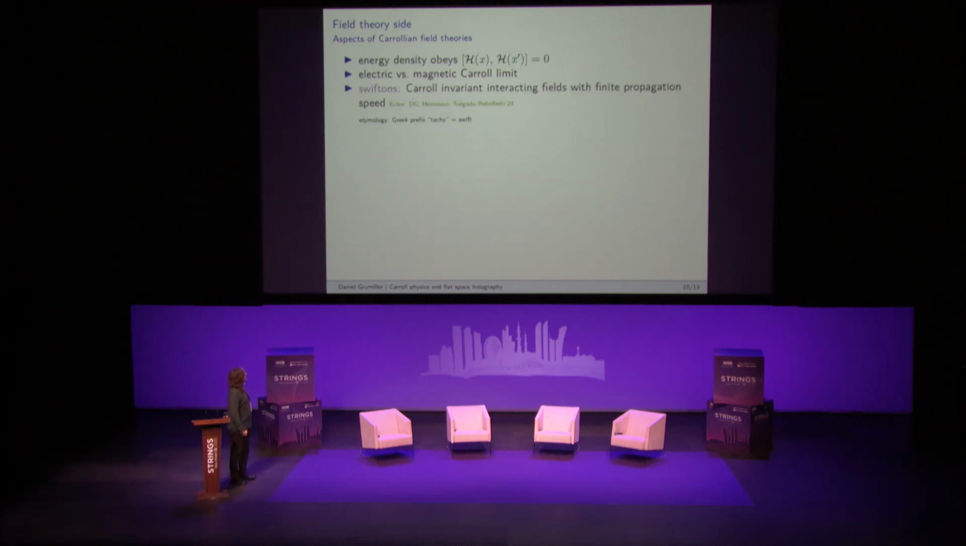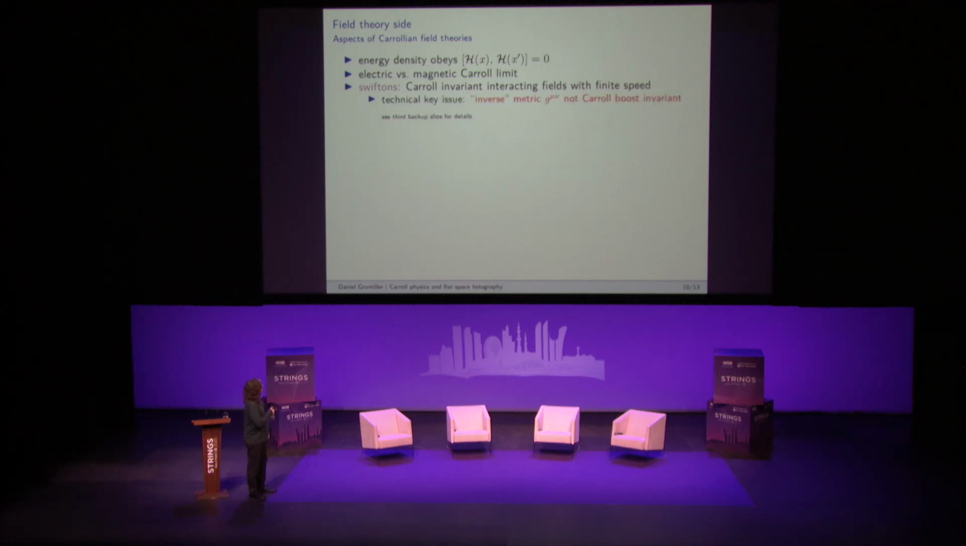So it's an interesting question to ask, can you go around this? So is there some Carroll invariant interacting fields with finite propagation speed? And the answer is yes. We call this Swiftons. It's just the English version of tachyon, but I'll explain why we didn't call it tachyon.